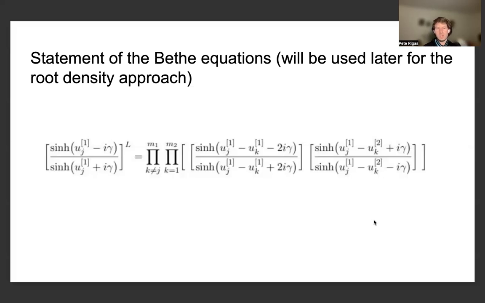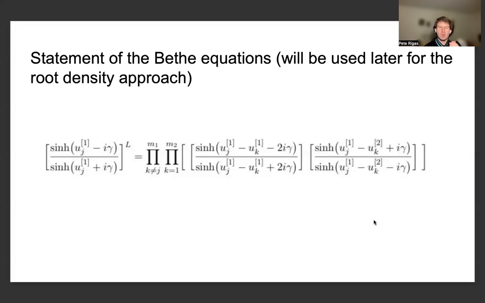On the other side, on the right-hand side, we're taking a product over k terms, where k is an index introduced into the hyperbolic sine functions. But we have to be careful, because the expression on the right-hand side of the Bethe equations, in comparison to the left-hand side, is a little bit more complicated. For one, in the first ratio of hyperbolic sine functions, we're looking at u1 of j minus u1 of k minus 2 times the anisotropy parameter, and in the denominator, the hyperbolic sine of u1 of j minus u1 of k plus 2 times the anisotropy parameter.